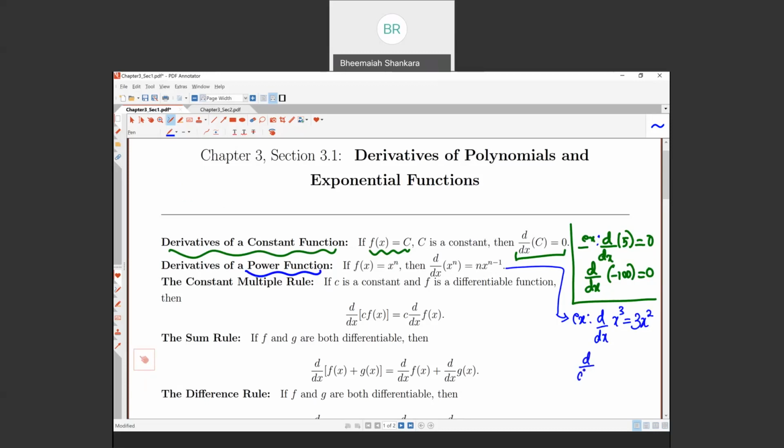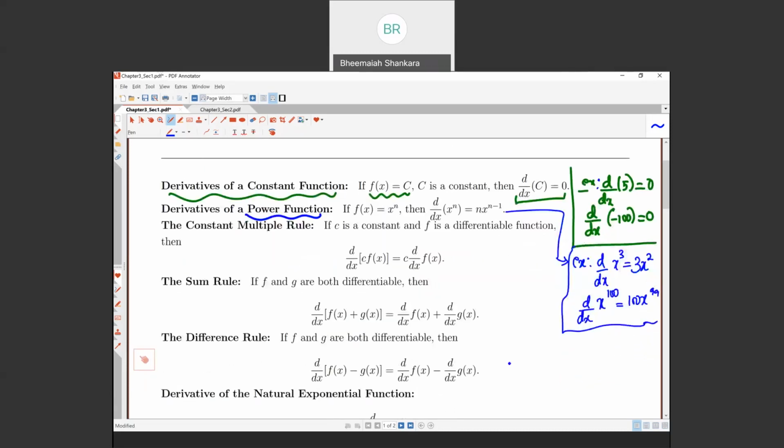Similarly, suppose we want the derivative of x to the 100, it becomes 100x to the 100 reduced by 1, so it's 99. So these are the derivatives of power functions, x to the n. Then you have the derivative of a constant multiple. Suppose you have a constant times a function f of x. The constant can always be moved outside. The constant goes outside, and then you derive the function.